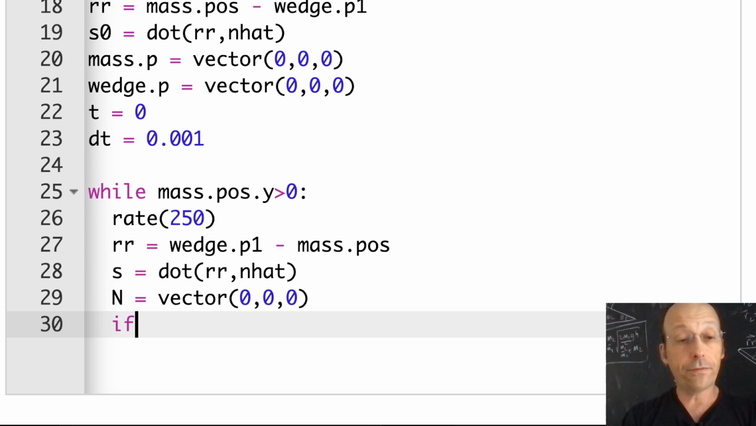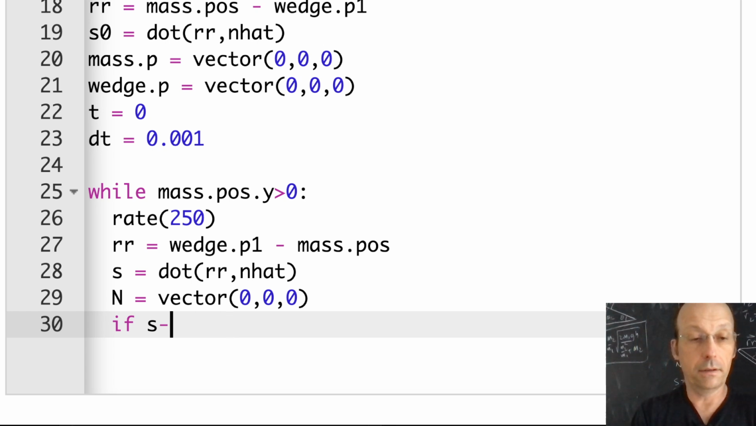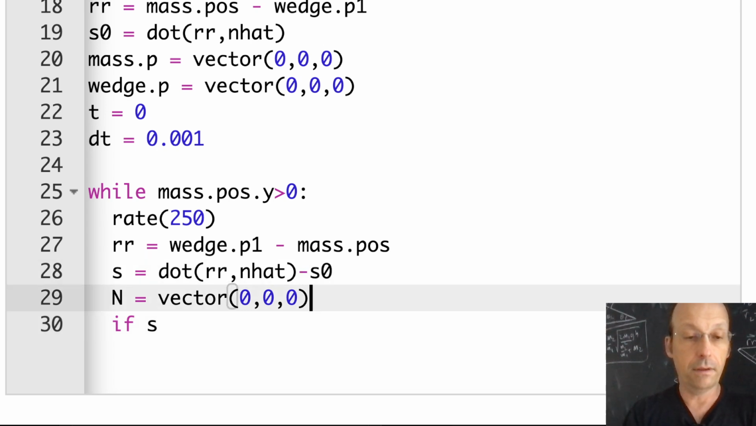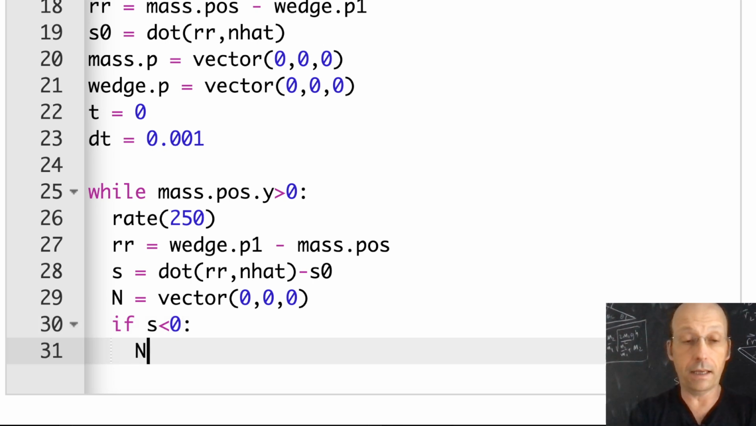So if S minus S0 is less than 0, then there's a spring, right? Oh, actually, I did it this way. I just did this as minus S0. If S is less than 0, then there is a normal force, and I need to calculate that. So N is going to be negative k times the magnitude of S times, no, S is a scalar, S times n hat.